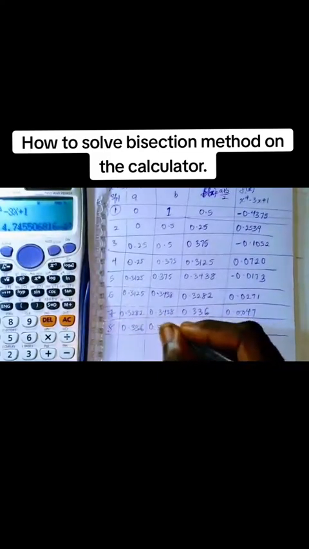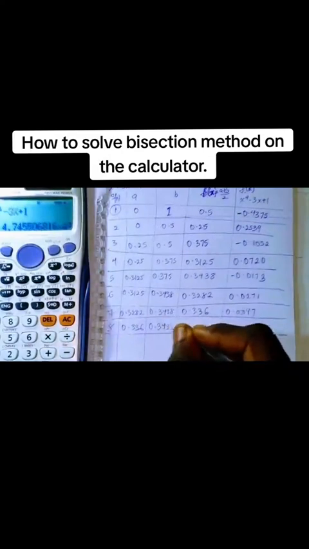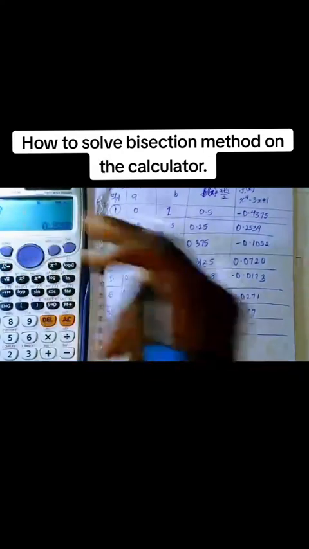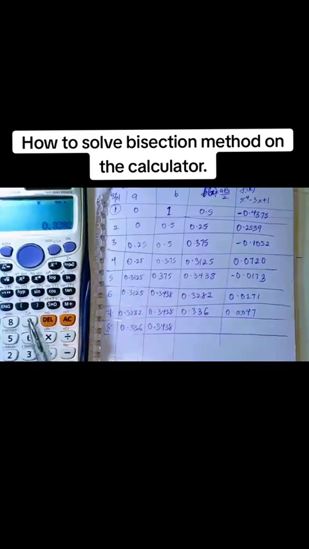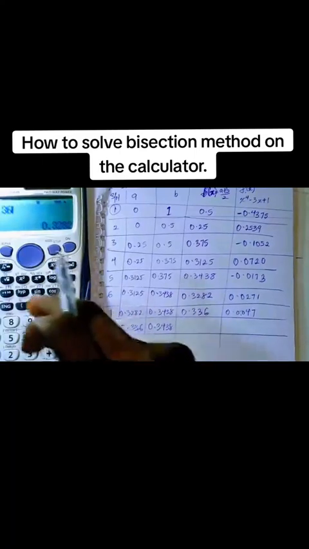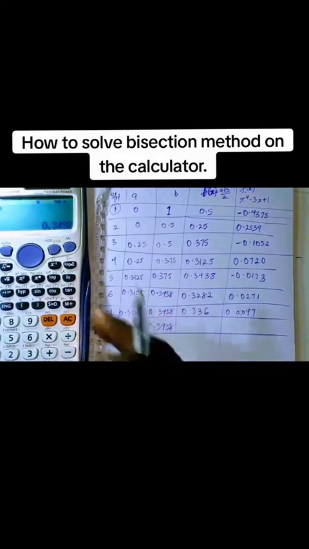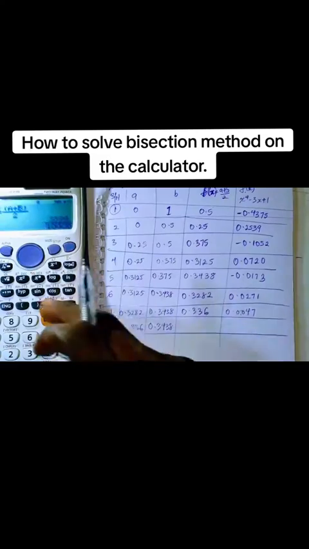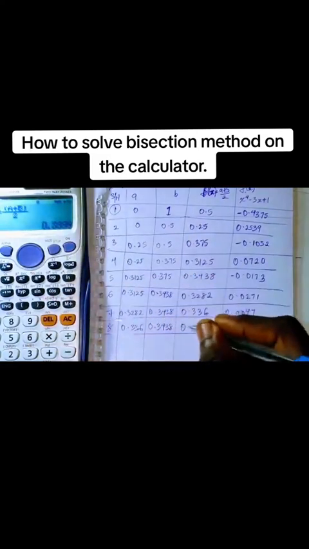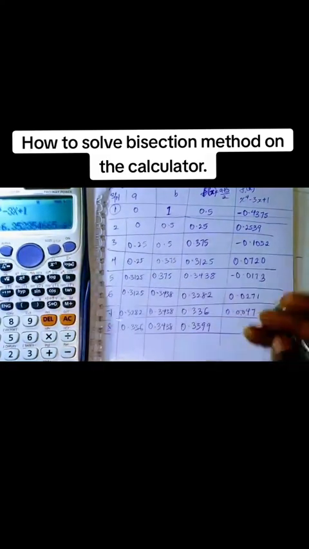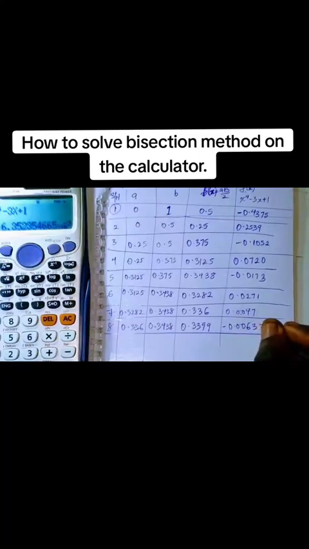0.336, and then you have 0.3438. Then continue again, ask what's the value of your A, 0.336. And then the next thing is, here you have 0.3438, press your equal to sign again. Now you have 0.3399, then you now see that you have minus 0.0063, or let's say 635.